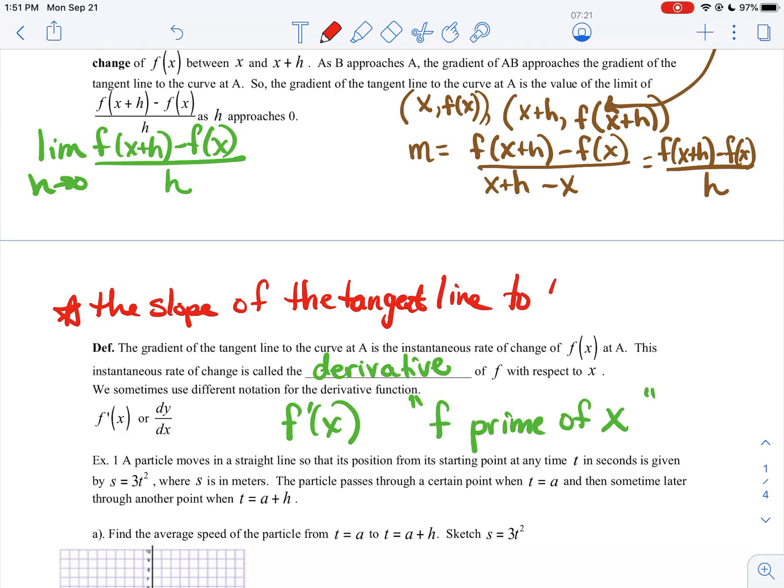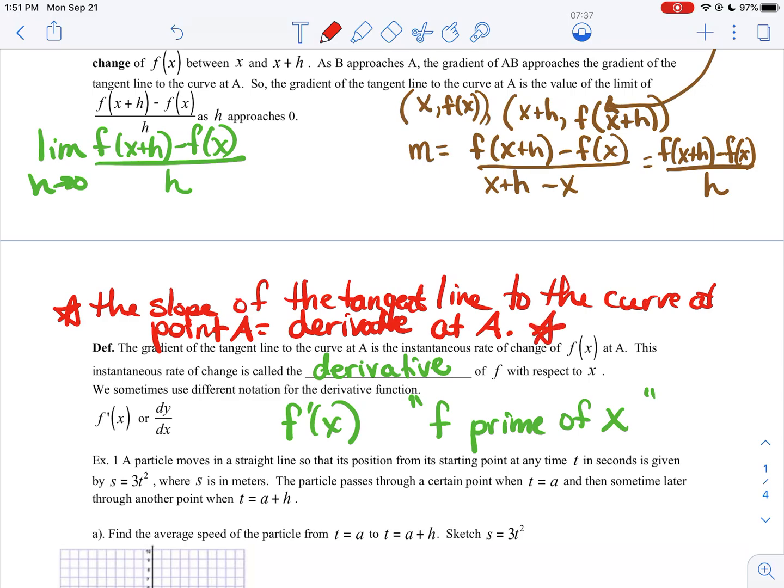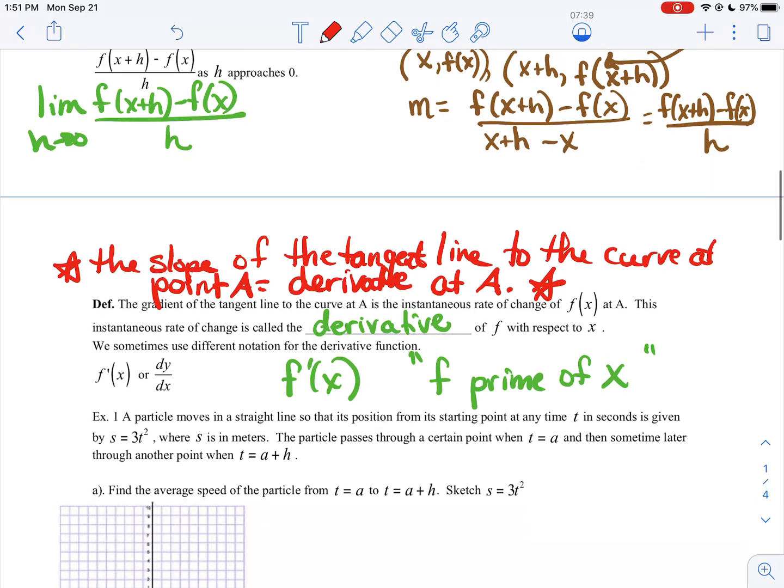So, the slope or gradient of the tangent line to the curve at point A is equal to the derivative at point A. Okay, this is going to be really, really important. The slope of the tangent line to the curve at point A is equivalent to the derivative at A.